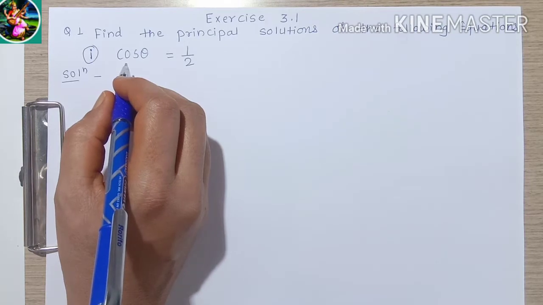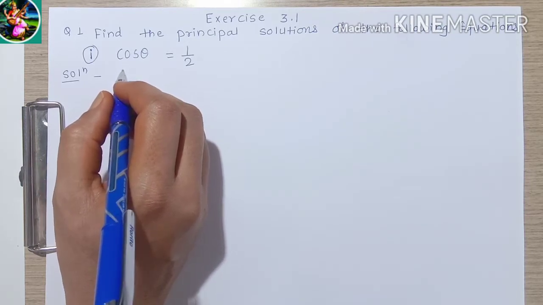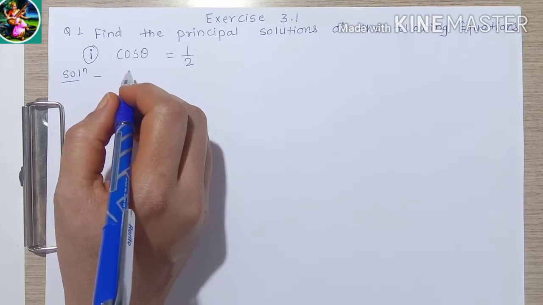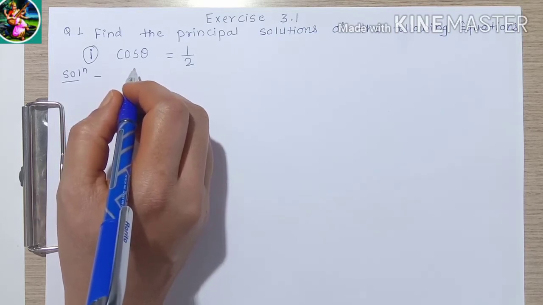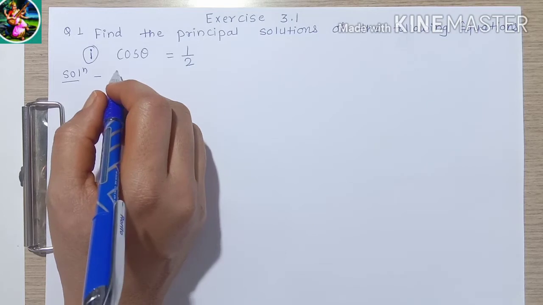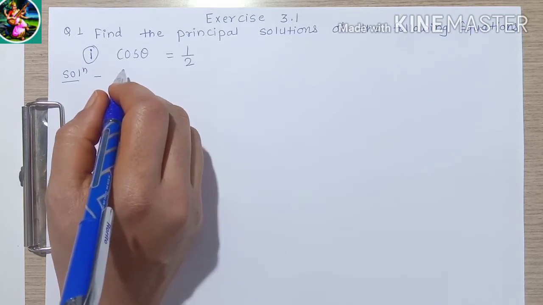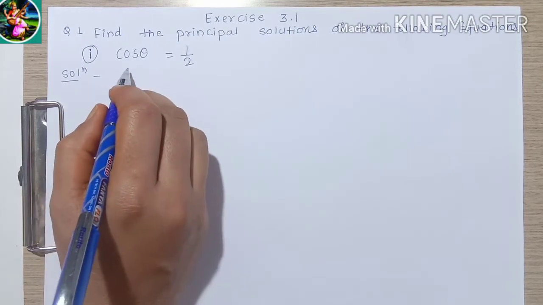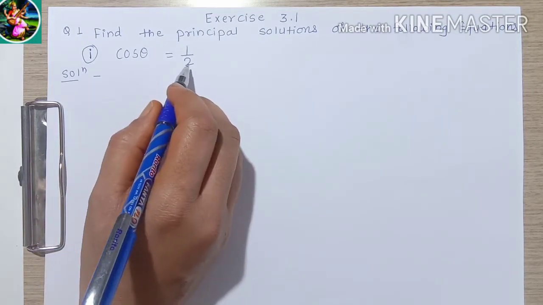We have studied the principal solutions and general solutions. Now we are going to solve exercise 3.1. Here question number 1, find the principal solution of the following equations. First example is cos theta is equal to 1 upon 2.